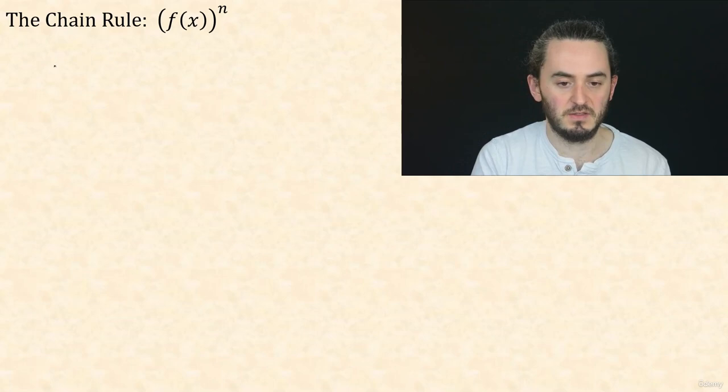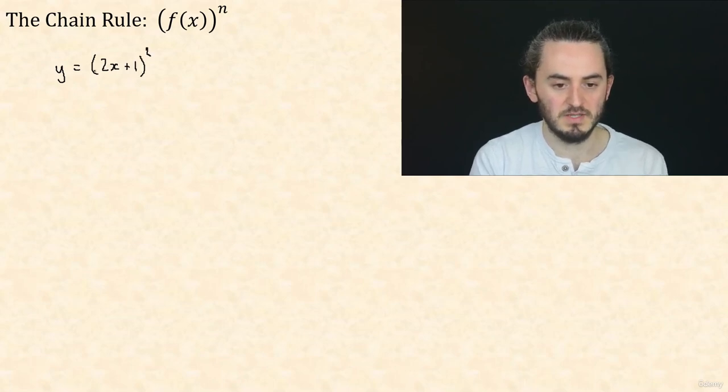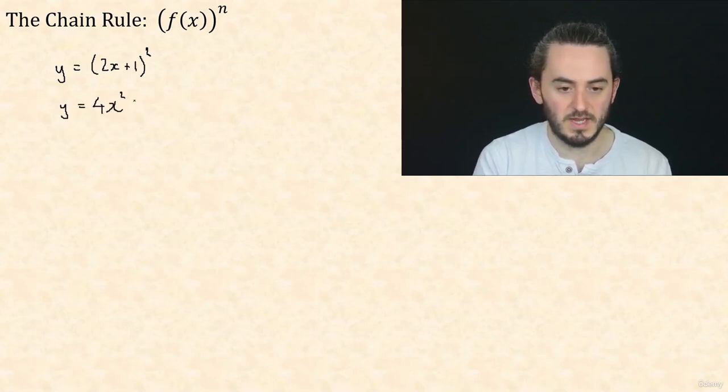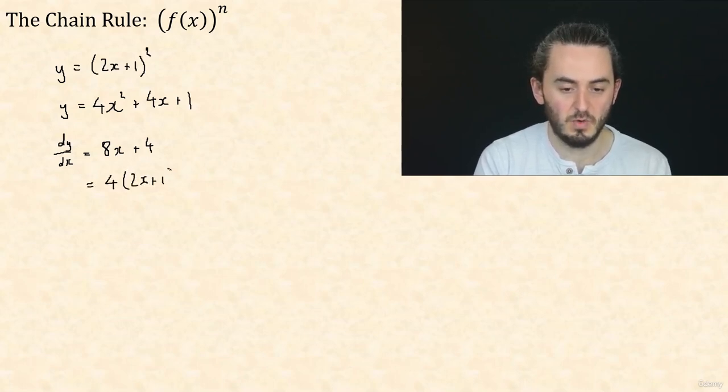Let's say I had a function like this, y equals (2x plus 1) squared. So it's a function (2x plus 1) to the power of n where n equals 2, and I want to differentiate it. From what we know so far, we would need to expand this. If I expand this, I get 4x squared plus 4x plus 1, and now I can differentiate it. And what we have is 8x plus 4. If we fully factorize this, I get 4 times (2x plus 1).